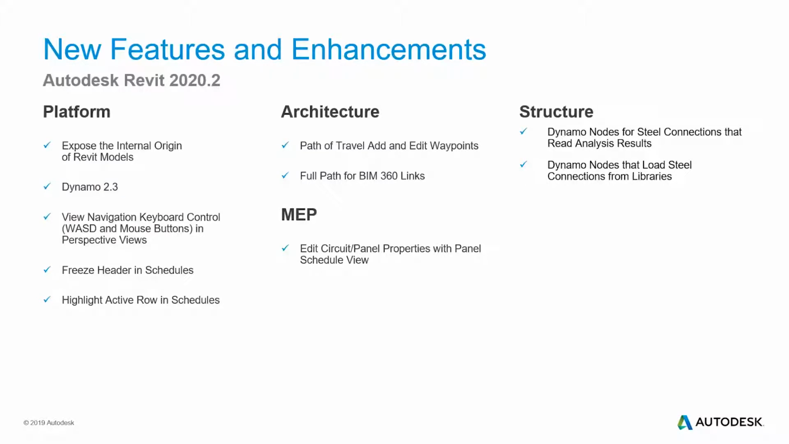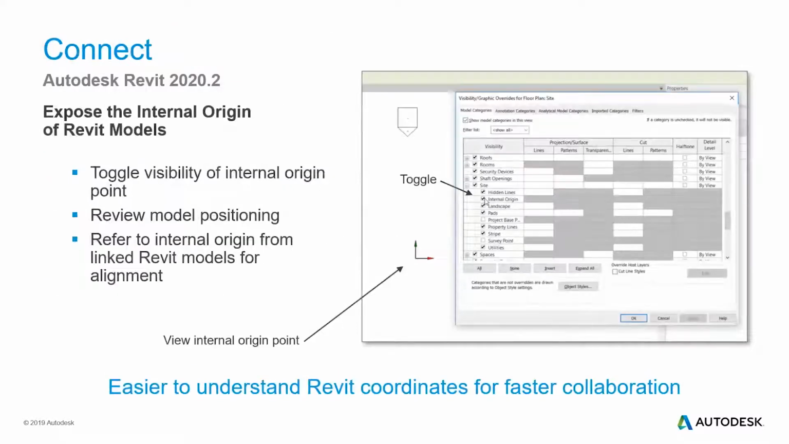You have full path for BIM 360 links. In MEP, you can edit circuit panel properties with panel schedule view, and for structural, you have Dynamo nodes for steel connections that read analysis results, and Dynamo nodes that load steel connections from libraries.